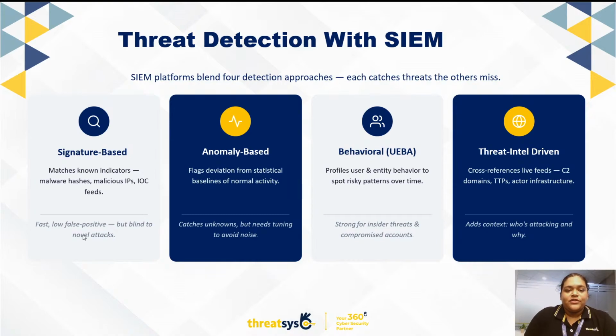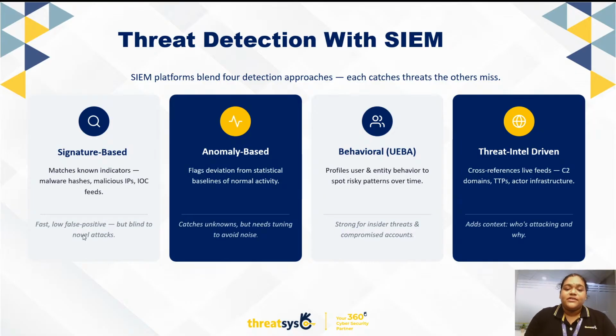The fourth approach is threat intelligence driven detection. SIEM can use information from threat intelligence feeds such as known malicious domains, command and control infrastructure, indicators of compromise, and attacker techniques. This provides additional information around an event and can help identify activity associated with known threats.